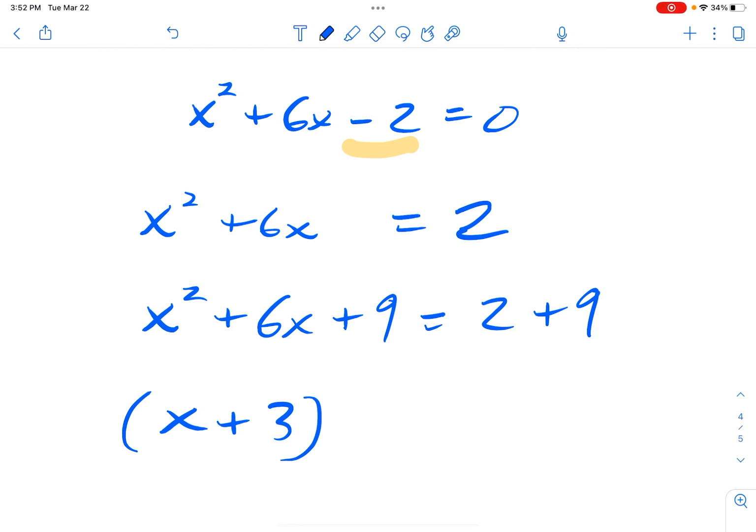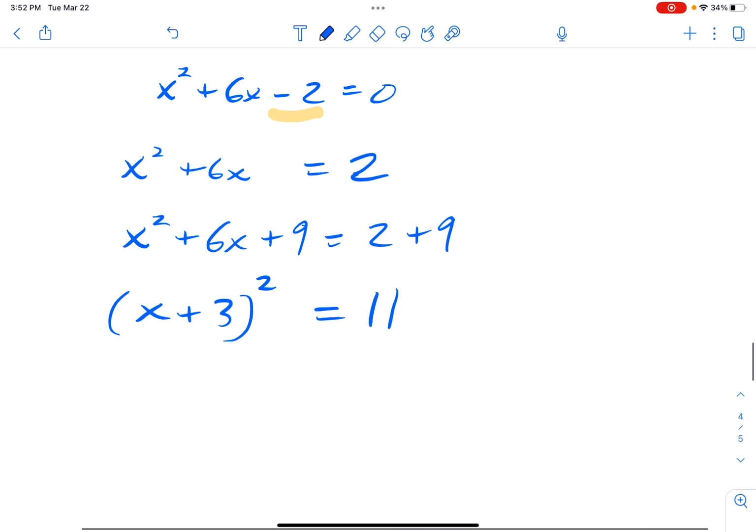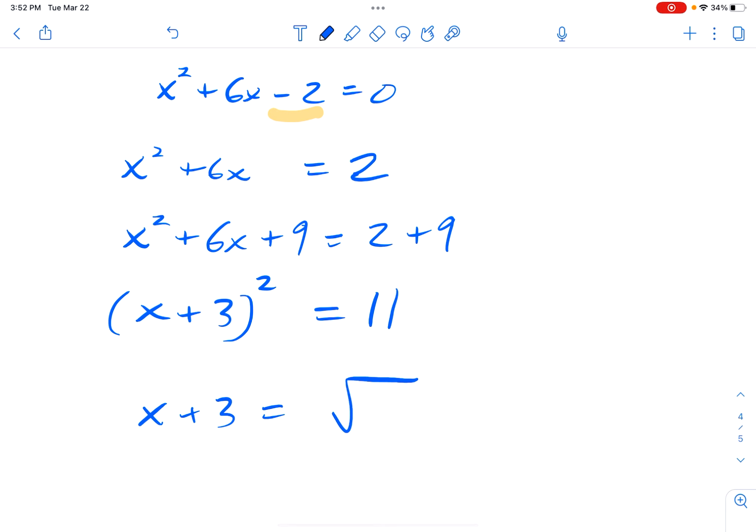On the left, by design, I have a perfect square. If I've done this correctly, it will definitely be a perfect square. On the right, I have the number 11. So this means x plus 3 is the square root of 11, or negative square root of 11. For some of these problems, we won't have nice square roots. So we're just going to leave this as root 11. Later on, you can put it in your calculator for an estimate, but we're going to focus on the exact values.